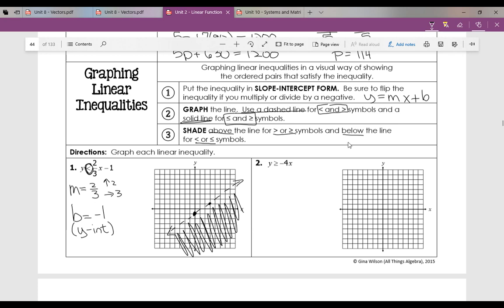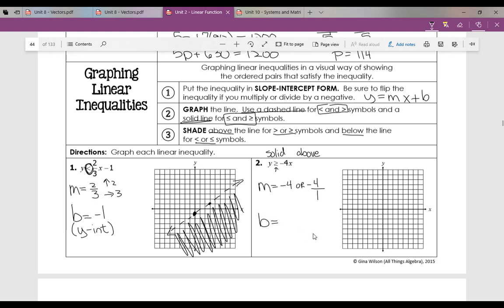All right. Now, our second equation is y is isolated. I know that this is going to be a solid line because it has the or equals to symbol. So we're going to graph a solid line this time, and we're going to shade above the line because that is a greater than or equals to sign. Now, my slope is -4, or you can write it as -4 over 1 so you can see the rise over run.